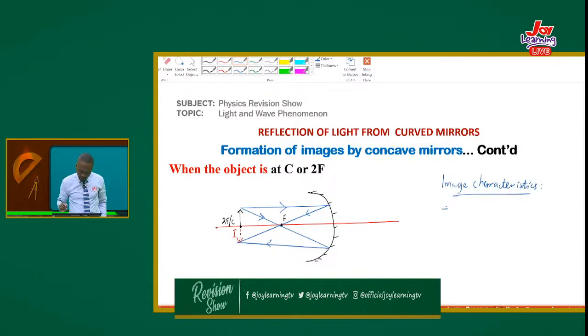And the first one, it's inverted. So the image is inverted, it's turned upside down. Second thing is that the image is real. It's in front of the mirror, so it is real. But in this case, look at it. It's of the same size as the object. The image is of the same size as the object. In the first two cases, the image was diminished. In this third case, the image has attained the same size as the object.